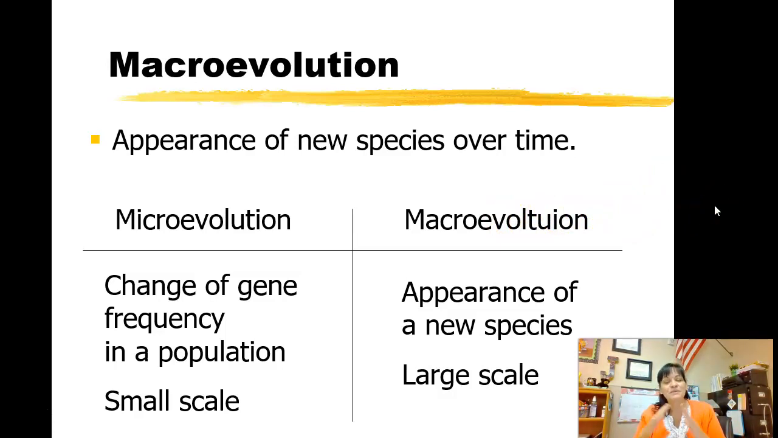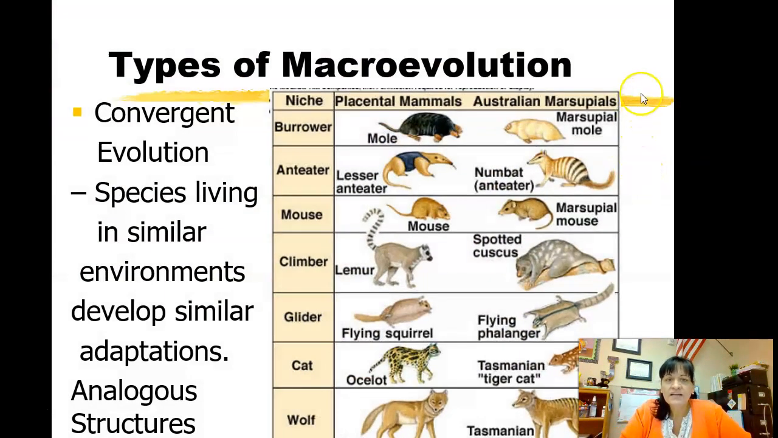Appearance of a new species over time. And this is large scale. So, and it happens over time. There are a couple types of macroevolution.